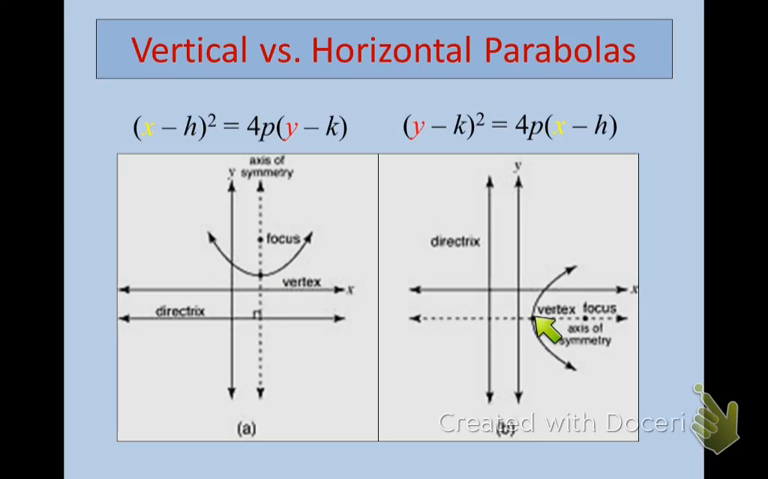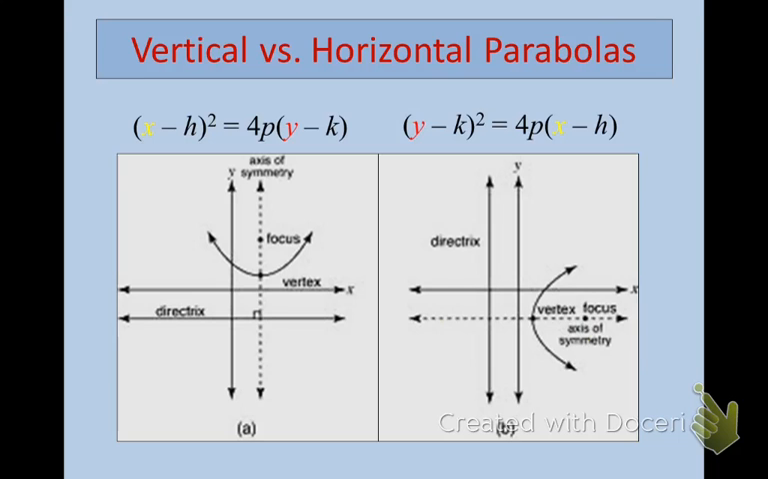Notice that for the horizontal, it can open left or right. Focus is still in the cup. It's just that your cup has now turned, right? Notice that this is still a table that the cup would be hovering on with its bottom side facing towards it, right? So now my directrix is a vertical line and my axis of symmetry is horizontal. Notice that the axis of symmetry and the directrix should always be perpendicular.